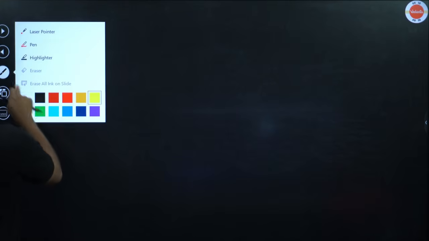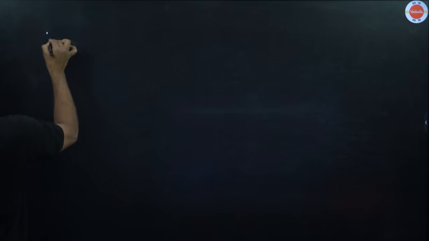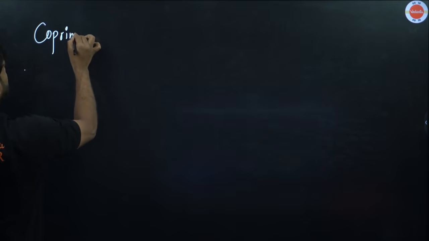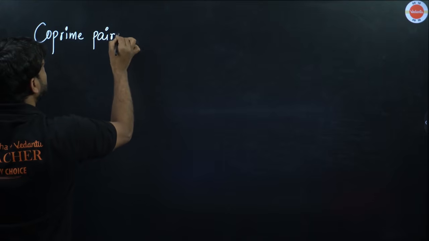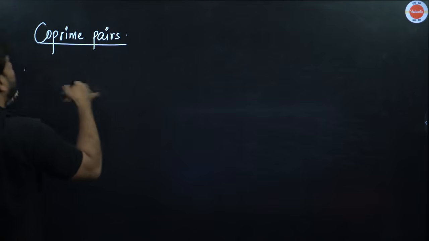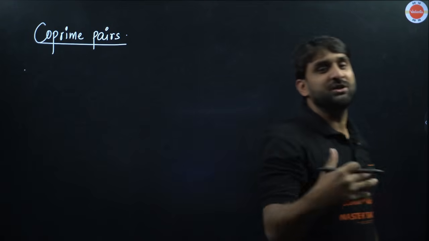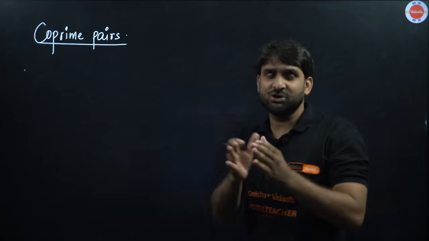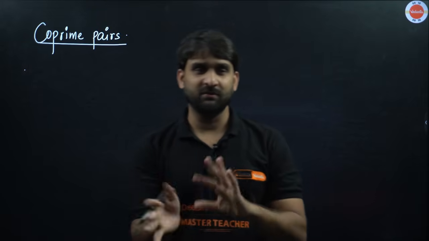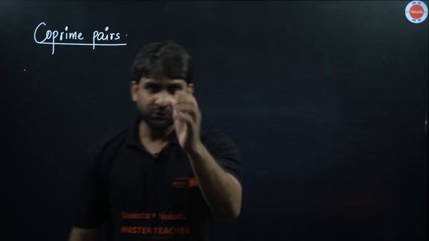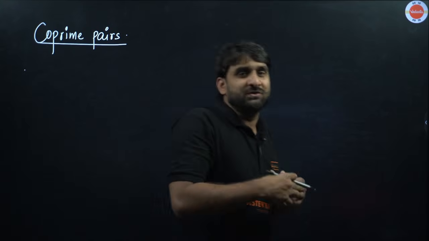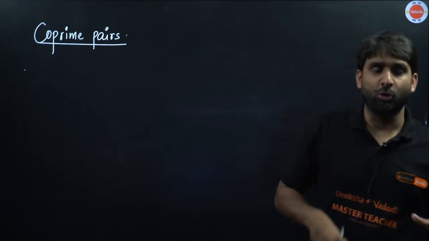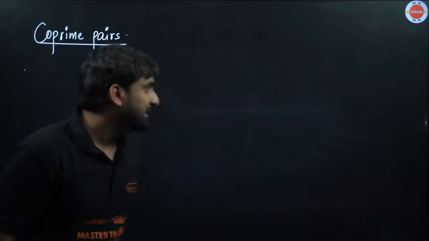The next point, my champion, is co-prime pairs. So basically co-prime numbers always come in pair form. When we write 2 integers, 2 numbers, there is a relationship between the numbers. Such a pair is called a co-prime pair. So let me give you an example here.